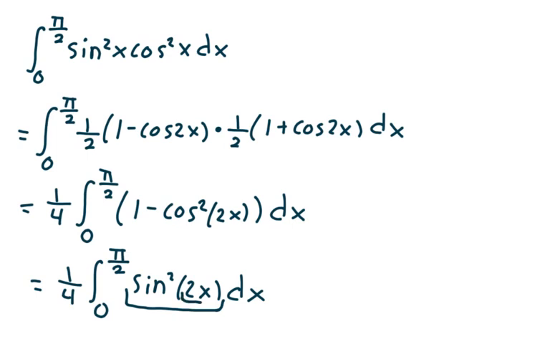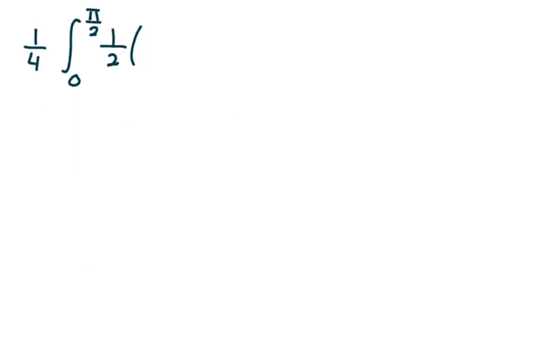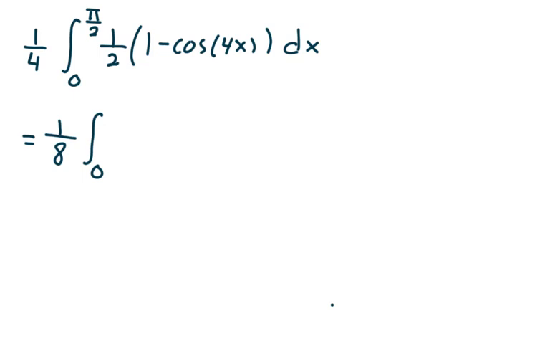So this can be written as 1/4 the integral from 0 to pi over 2 of 1/2 of. Now, the pattern is I'm going to double whatever this angle is. And so I'm going to write this as 1/2 of 1 minus cosine of 4x dx. But 1/2 times a fourth is equal to 1/8. So this is 1/8 the integral from 0 to pi over 2 of 1 minus cosine of 4x dx.